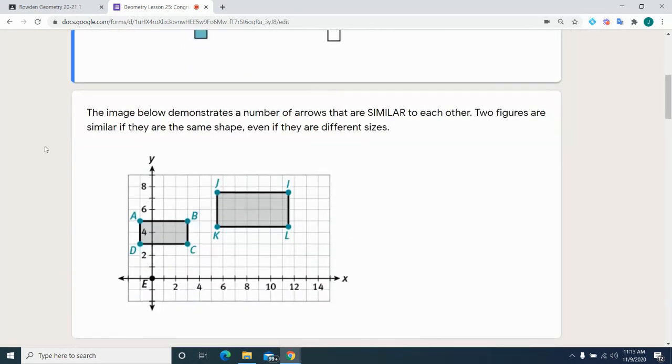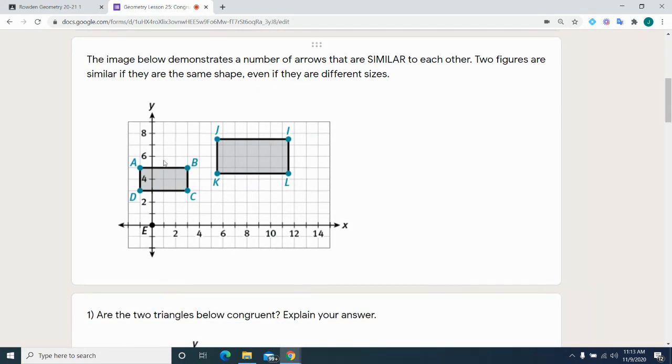A different concept is the idea of similarity. Similarity is when you have figures that are the same shape, but they are a different size. So for example, right here, this rectangle is the same as this rectangle. It's just that this is a bigger version of the same rectangle.